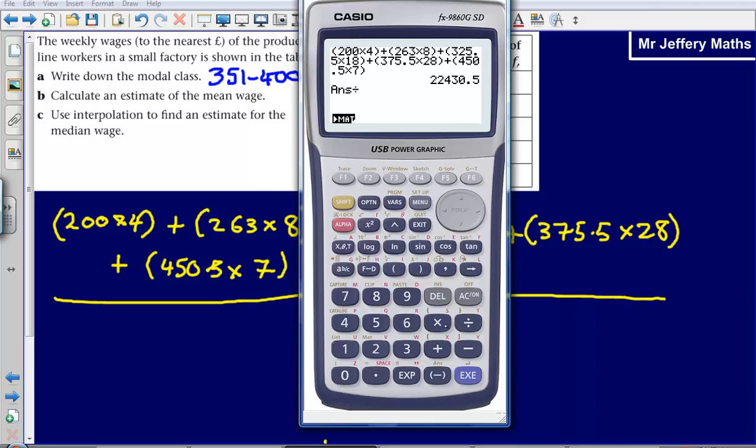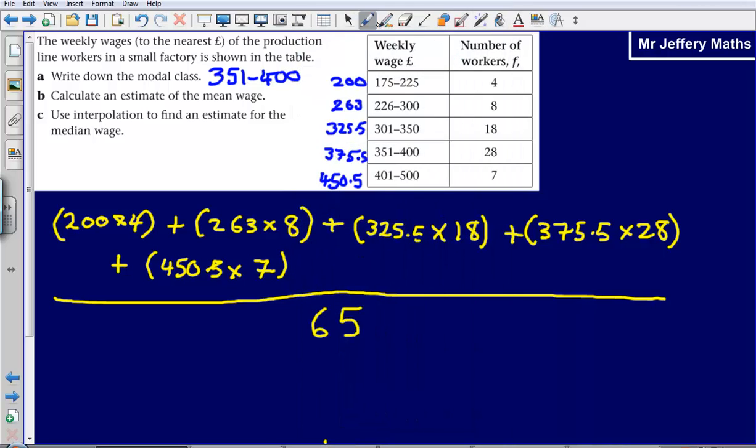divide this by our total frequency, which is 65. So divided by 65, and that gives us an answer of 345.0846154. We're going to round this to the nearest pound, as in the question it is rounding everything to the nearest pound, so we'll do the same. And so that's going to give us an answer of £345. So the estimate for the mean is £345.